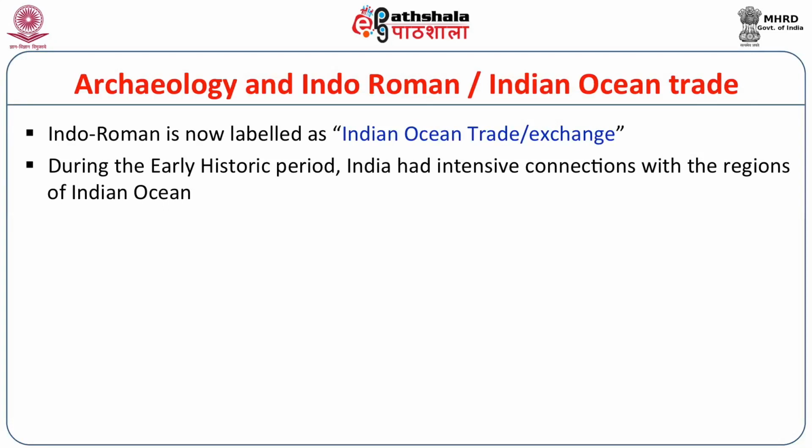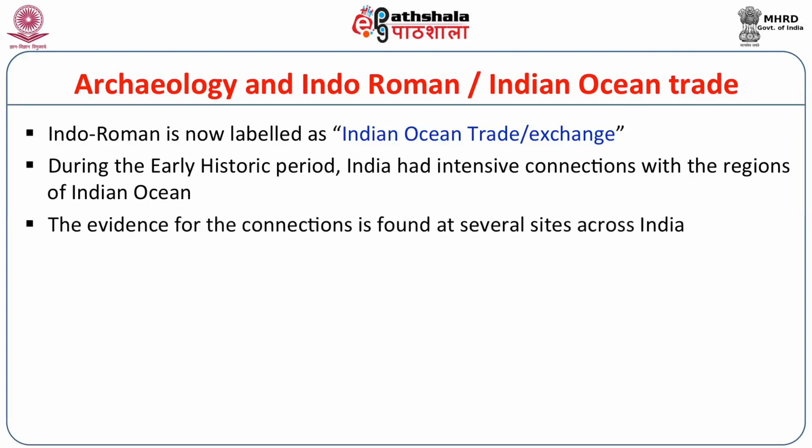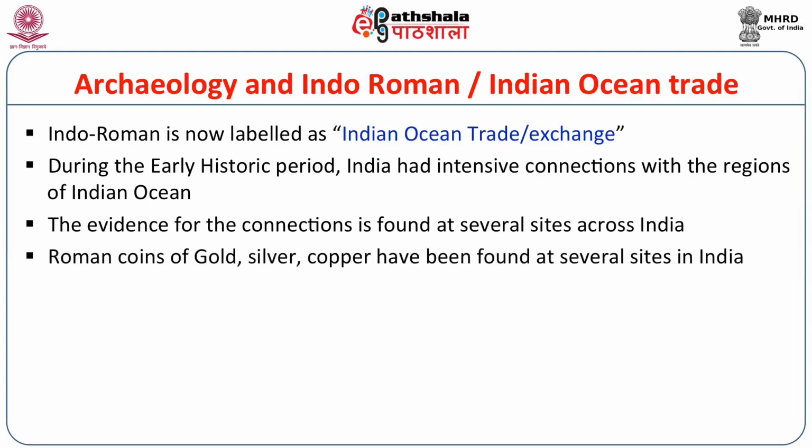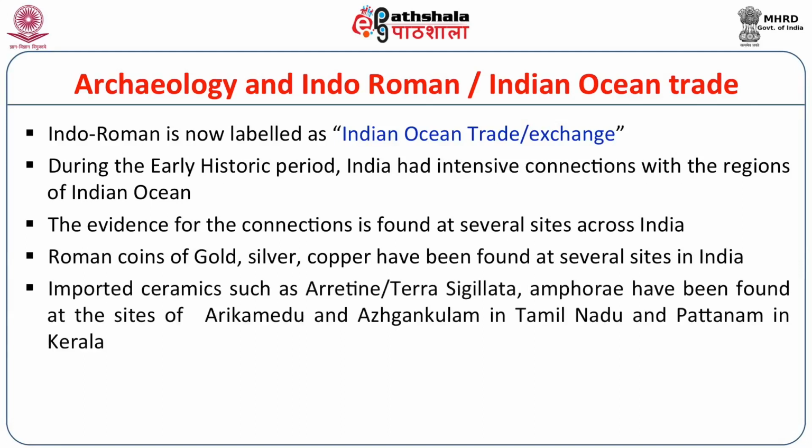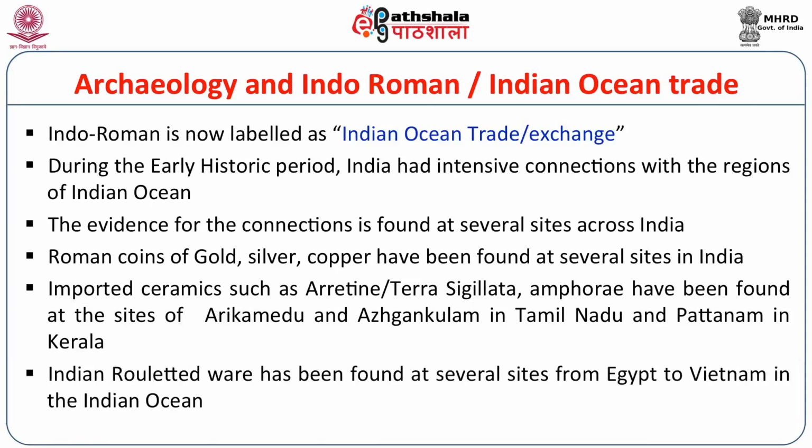During the early historic period, India had intensive connections with the regions of the Indian Ocean. The evidence for these connections is found at several sites across India. Roman coins of gold, silver and copper have been found at several sites in India. Imported ceramics such as Arretine or terra sigillata and amphorae have been found at the sites of Arikamedu, Alagankulam in Tamil Nadu and Pattanam in Kerala. Indian rouletted ware has been found at several sites from Egypt to Vietnam in the Indian Ocean.